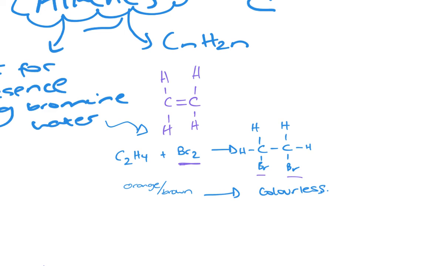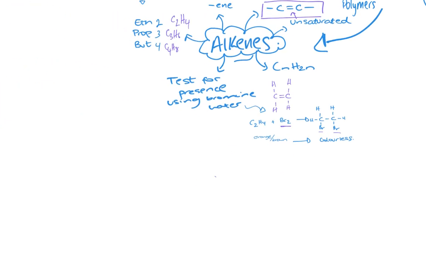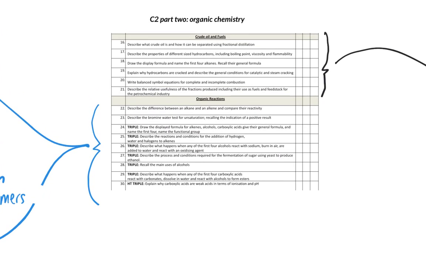Now, on the triple syllabus, there is more information that you will need about these organic molecules, but if you are just studying the combined syllabus, that's all you need to know. So, that is the second section of C2, and all you need to know for organic on the combined science syllabus. If you're doing chemistry, which is triple science, sometimes known as single science, an additional video will be up in a little while, which will go into more detail about alcohols, alkenes, carboxylic acids, and esters.